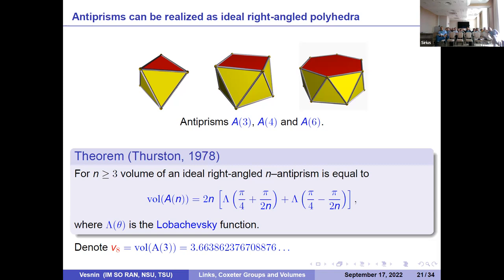The volumes of these polyhedra were found by Thurston in his lecture notes in '78. He used these volumes to find volumes of some link complements. There is a formula depending on n, where Λ is the same Lobachevsky function which you discussed. If you take n equal 3, you get the number 3.6638 and so on. It is just some constant. Let us denote this constant by V8.